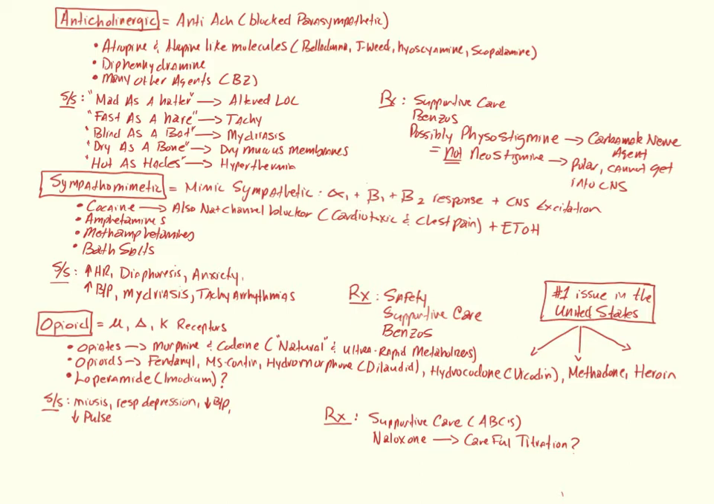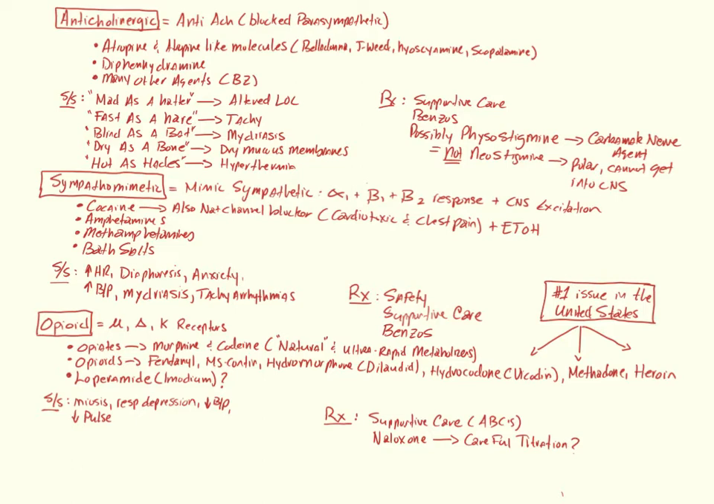So what are the classic signs and symptoms of an anticholinergic? Well, I just think of your patients: they are mad as a hatter, so they have altered mental status. They are fast as a hare, so they're very tachycardic. They are blind as a bat. They have mydriasis, big old dilated pupils. They are dry as a bone. Their mucous membranes are dried out. And they are hot as Hades. They are hyperthermic, so their temperature is high. That makes sense?